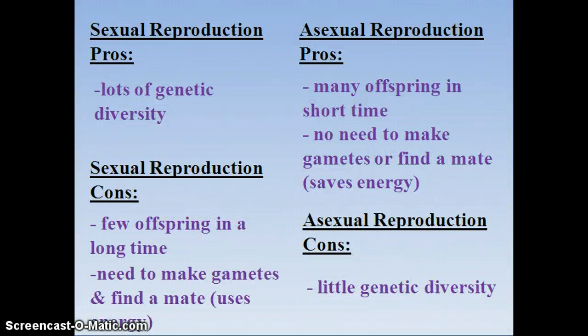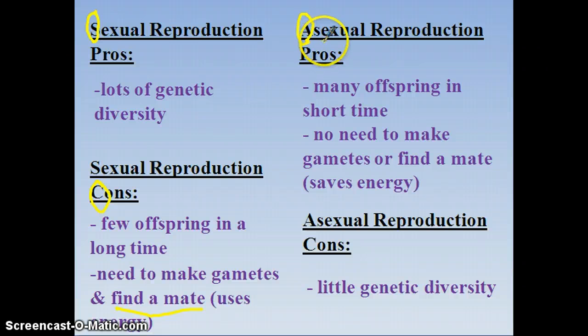This next slide, we talk about sexual reproduction and asexual reproduction. And they have pros and cons for both. The pros for sexual reproduction are lots of genetic diversity. There are no 2 people that look alike, with the exception of identical twins. The con of sexual reproduction is few offspring in 9 months. And you need to find a mate. And that uses energy. You have to find someone to reproduce with.